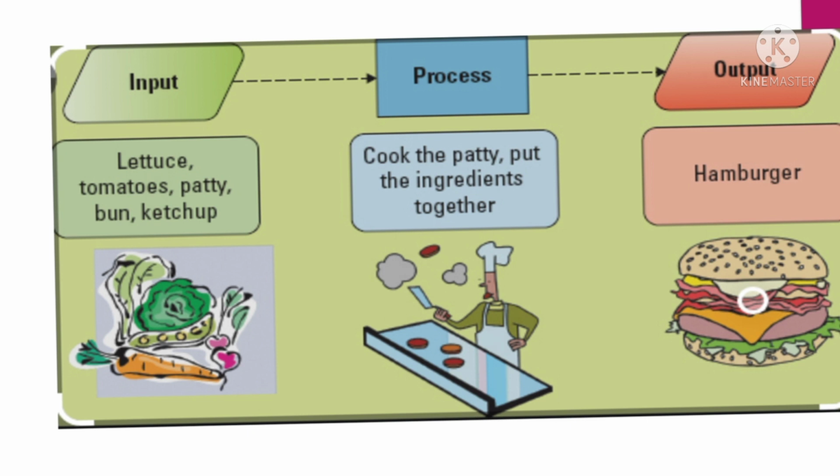If you have to prepare a hamburger, how do we do that? First of all, we need the ingredients. So the input is lettuce, tomatoes, patty, bun, and ketchup. Once you have all the ingredients with you, you will start cooking, right? So that is the process. You will start cooking the patty, put the ingredients together, and finally you will get the hamburger out of it, which is your final result, the output.